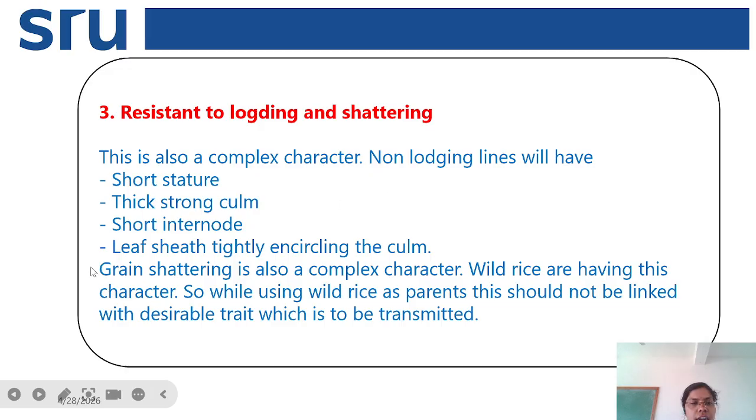And next is grain shattering. This grain shattering is also a complex character like lodging. Generally the wild rice is having more grain shattering. So while selecting this wild rice, we have to take care, because if this trait is transmitted to the cultivated species, cultivated lines, again these cultivated lines will have the same grain shattering problem. So we have to take care while crossing, while hybridization. This is about the resistance to lodging and shattering.